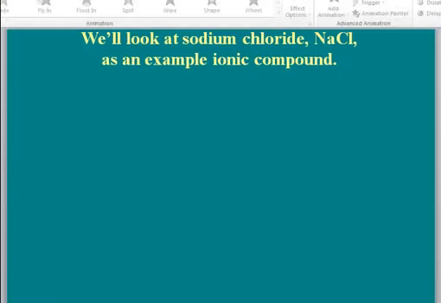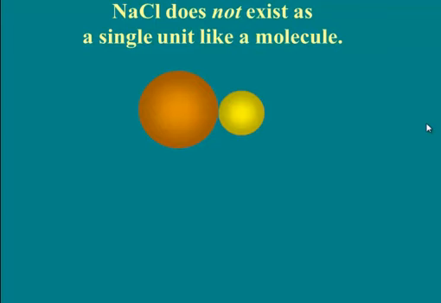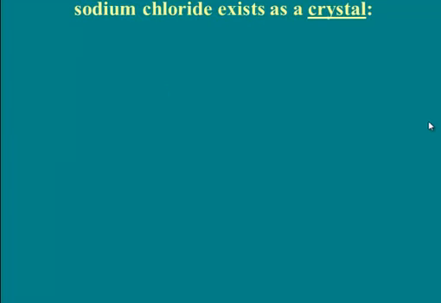H2O is a water molecule. Each molecule of water has 2 hydrogen atoms and 1 oxygen atom. But for sodium chloride, that doesn't apply. Why? Because they're all packed in a solid as a crystal. You have pluses, you have minuses, you have pluses, you have minuses.